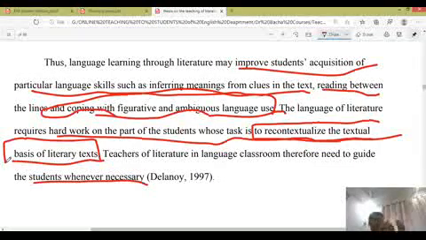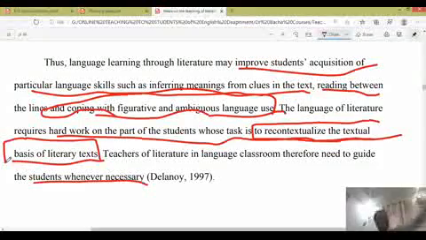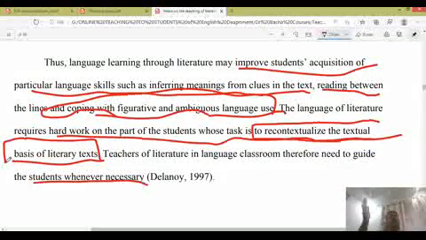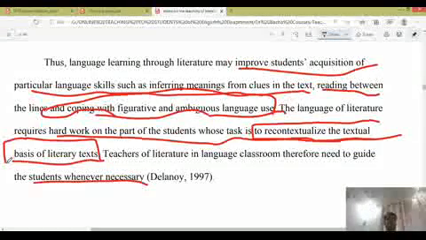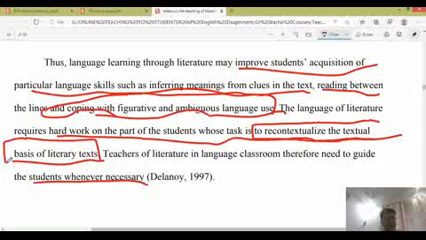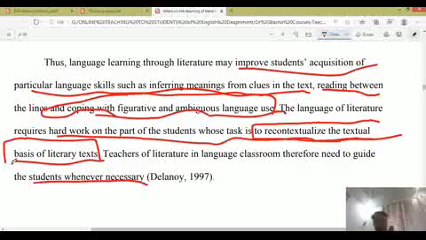For example, if a text is written in Pakistan in a particular context, literature works beyond borders, and it goes elsewhere. Then the reader and the student have to recontextualize. They have to look at that text in their own context. You understand? So teachers of literature and language in the classroom therefore need to guide the students whenever necessary. Delaunay, a famous writer, talks about this being the work of the teacher. They have to guide their students.